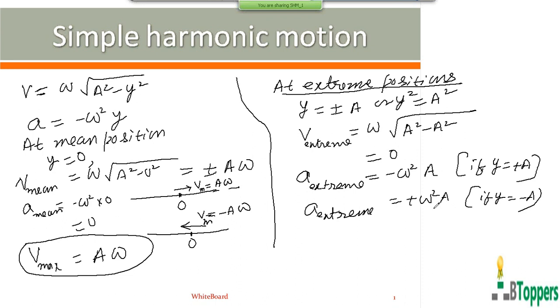So for a particle performing simple harmonic motion, the magnitude of acceleration is maximum at extreme positions and 0 at the mean position. Magnitude of velocity is maximum at the mean position and 0 at extreme position. The maximum value of the magnitude of the acceleration is called acceleration amplitude, which is equal to omega square into A.